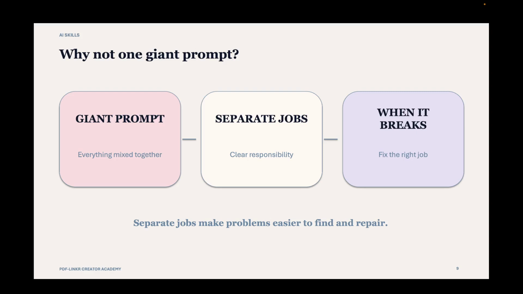So why not one giant prompt? Because who wants to type that all the time? And who wants to keep track of that all the time? You type one great big prompt, it works one time, everything's mixed together. You change one thing and then it doesn't give you the same result. Separate skill files have separate jobs, so you get more predictable results that way.